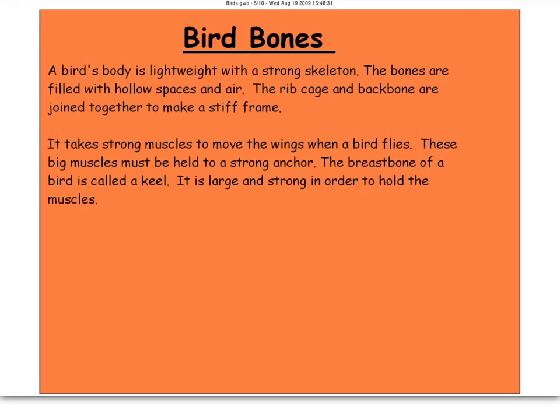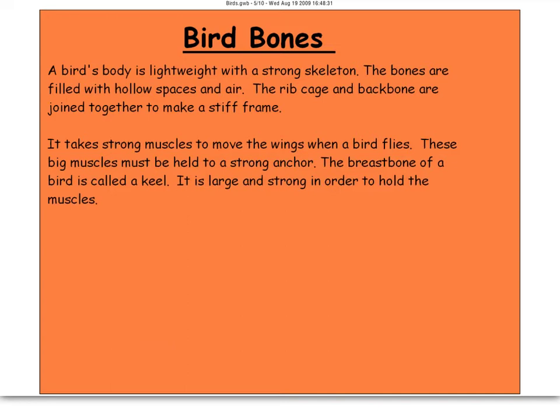Bird bones, like I told you earlier, are lightweight, light and hollow. They're filled with air. The rib cage and backbone are joined together, and they make this stiff frame. And the strong muscles in there help the bird to fly. So light hollow bones and strong muscles help a bird to fly. These big muscles have to be held together by a strong anchor that's called the keel. It's large and strong, and that's what holds the muscles together.